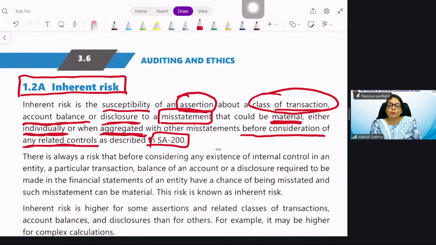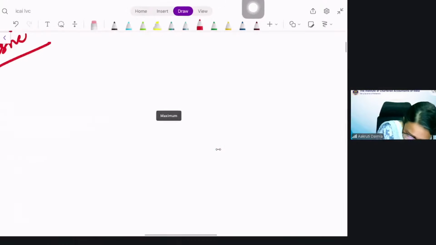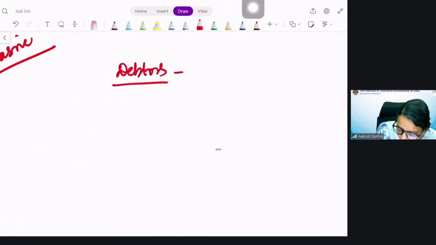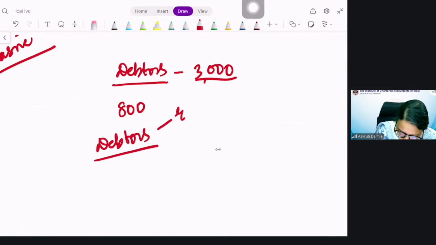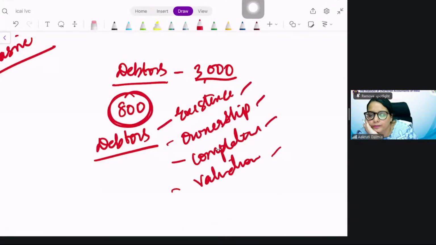Yes, Maithili. I am teaching you, I am not telling you that you can't check. If you can check, check everything. But even if I check everything or I don't check everything, let's say I am checking data, and there are 3,000 data items. Out of this 3,000, I choose 800. Then for each data item, there will be existence, ownership, rights and obligations, completeness, valuation. Yes or no? Which means for 800, we will check each assertion. Do you understand now, Maithili? For each data item, we have to check each assertion. Okay.